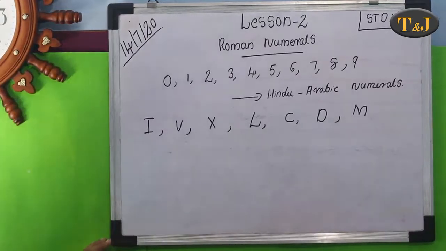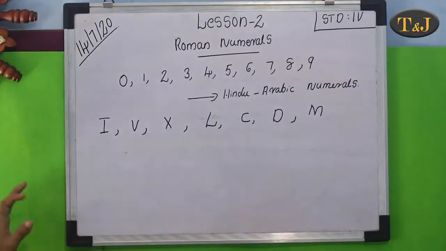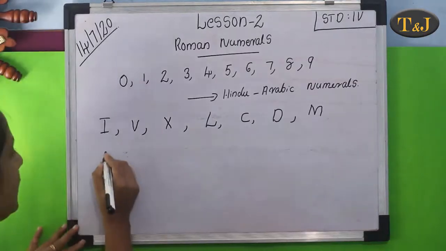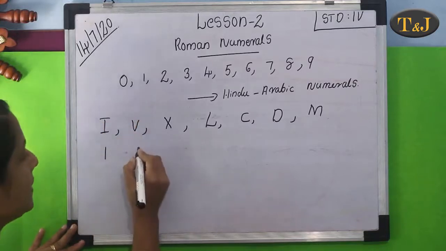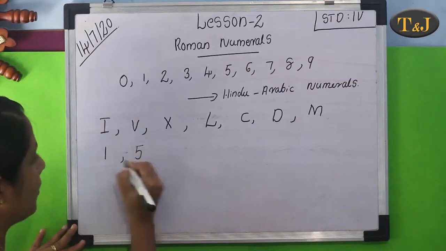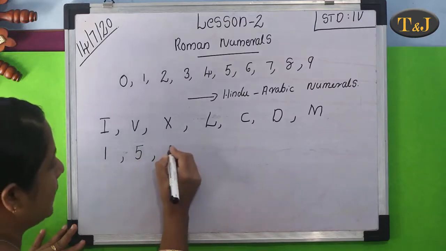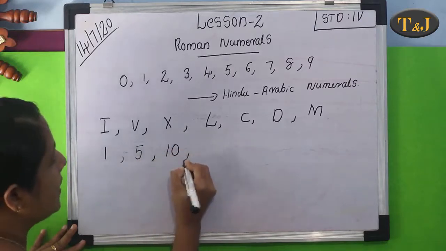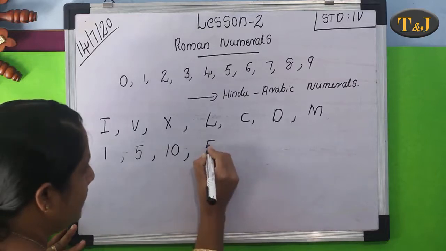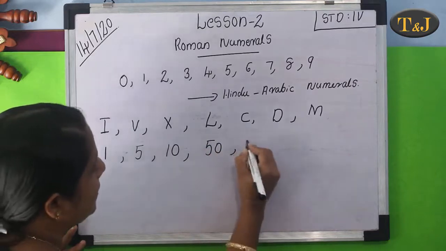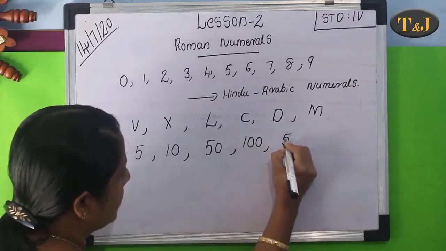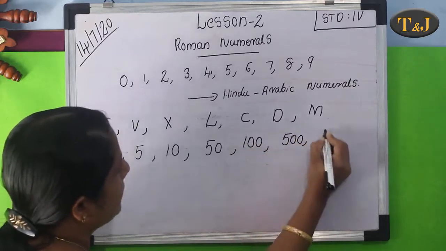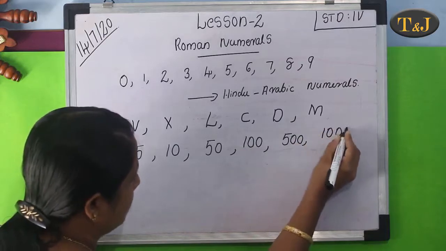Next we want to know the values of these symbols. I is representing the number 1. V is representing the number 5. X is representing the number 10. L is representing the number 50. C is representing the number 100. D is representing the number 500. And last, M is representing the number 1000.